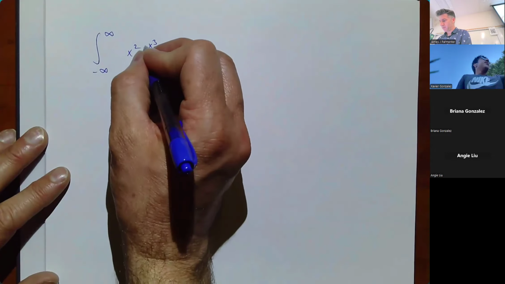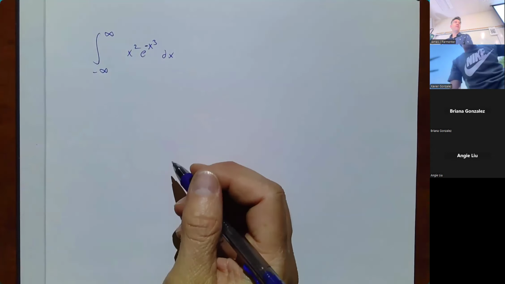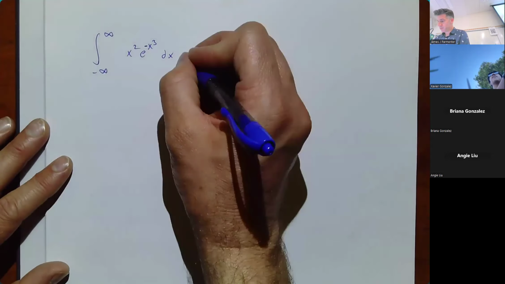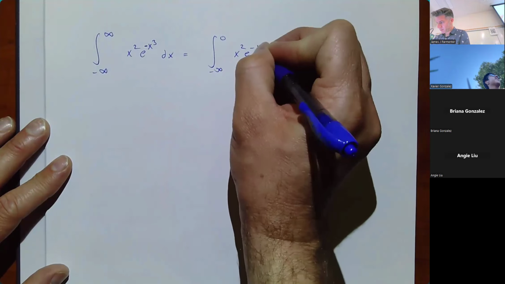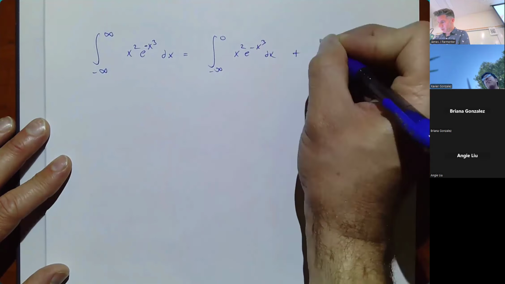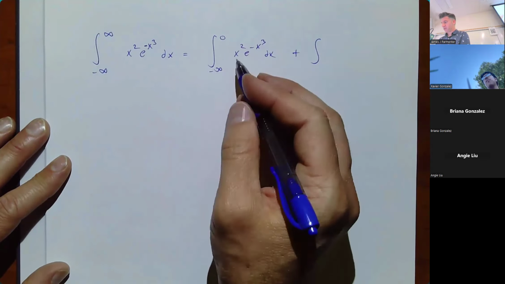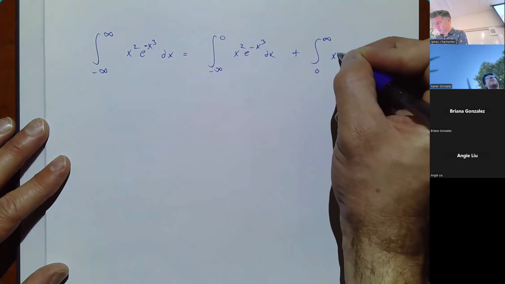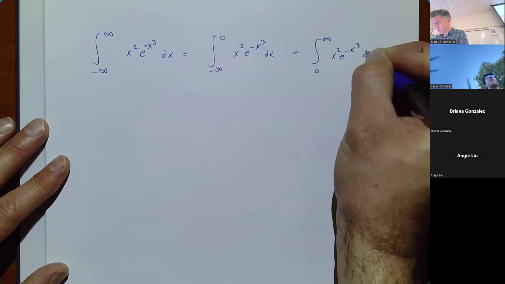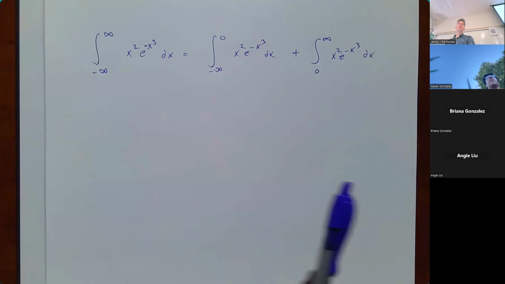That's a little bit more fun. We'd obviously have to break it up. So it's the integral from negative infinity to 0 of x squared e to the negative x cubed plus the integral from 0 to infinity of x squared e to the negative x cubed. And I will point out, 0 is the typical choice, but you really could pick any number between negative infinity and infinity. Okay, so which of these do I think diverges?